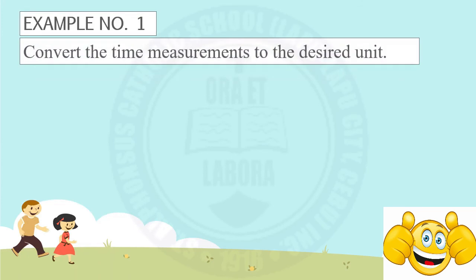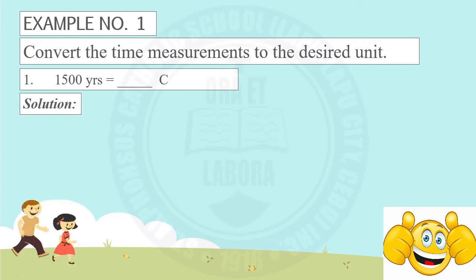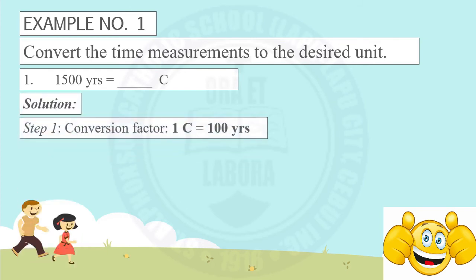I will give you example number 1. Convert the time measurements to the desired unit. 1500 years, how many centuries? Solution. Conversion. Remember, 1 century is equal to 100 years. We are already in 1 century because we are already in more than 100 years. So the symbol is already century.